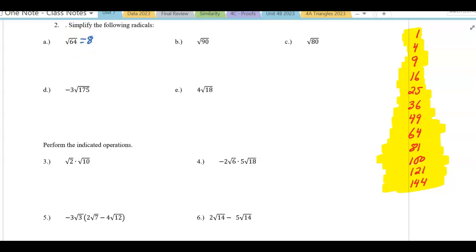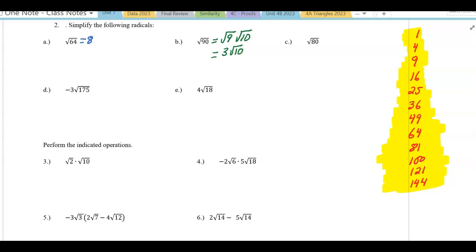For part B, 90 breaks down to the square root of 9 times the square root of 10. And remember, you're always trying to find a perfect square that I've highlighted in yellow. Square root of 9 becomes 3, so 3 square root of 10. And square root of 10 is not a perfect square.